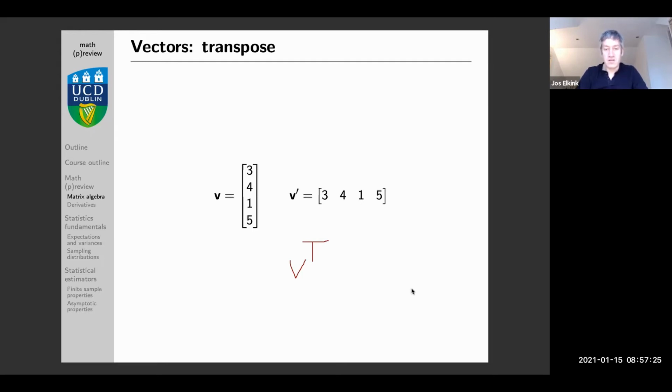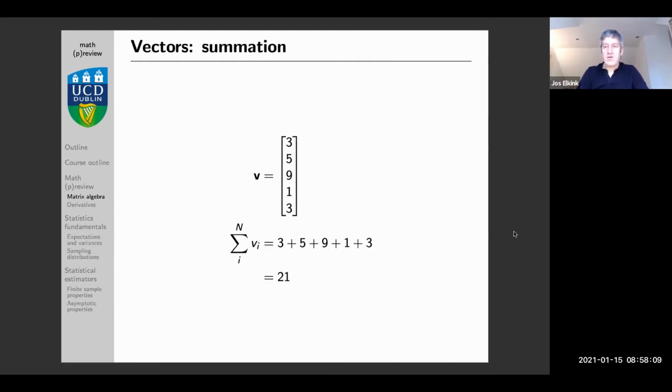So sometimes it's with this apostrophe, sometimes with a T, and it means the transpose. And so the transpose of the transpose is the original matrix back. Yeah? So if I transpose this matrix here, then this becomes a column vector with the first element 3, the second element 4, the third element 1, and the fourth element 5. And so we are back to the column vector on the left.